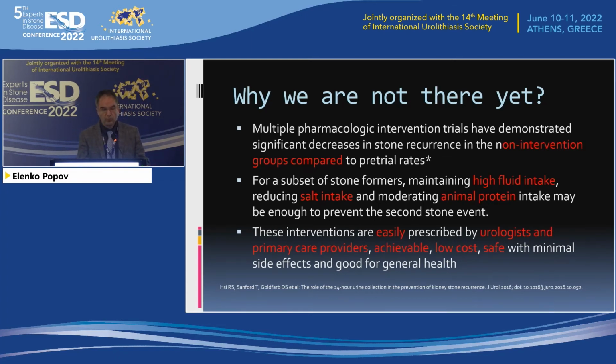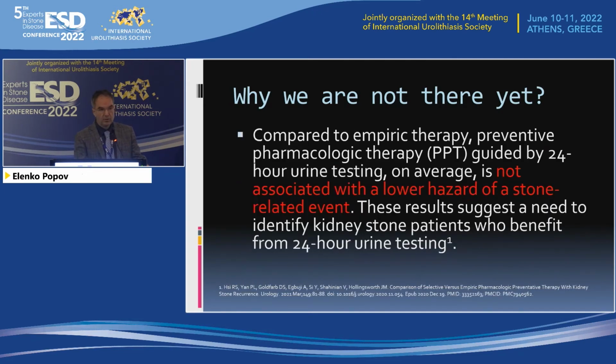In a subset of stone formers, simple measures like high fluid intake, reducing salt intake, and moderating animal protein may be enough to prevent the recurrent stone event, and this could easily be prescribed by any healthcare practitioner. The biggest problem until now is that we have a discrepancy between serious breakthroughs in the basic science and the implementation of these breakthroughs in bedside science. We have a lot of extremely important information, but this, until several years ago, didn't lead to new treatment.